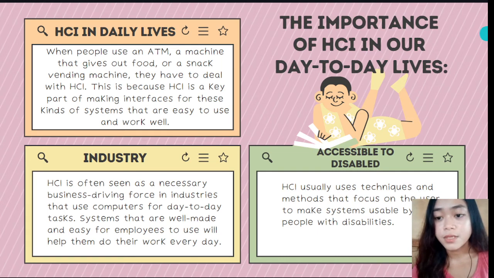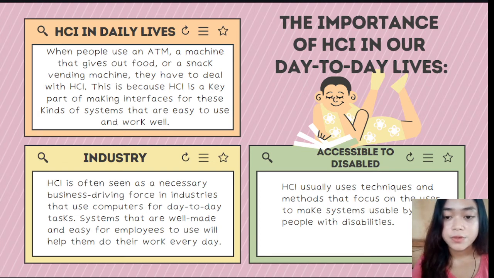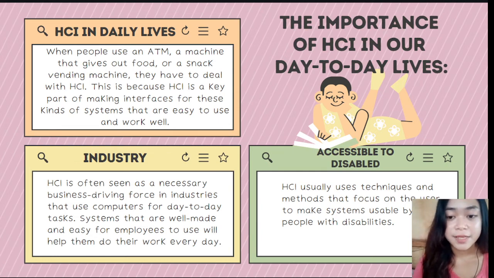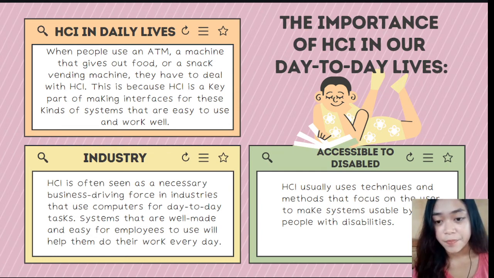So the importance of HCI in our day-to-day lives. When people use an ATM machine or a snack vending machine, they have to deal with HCI. This is because HCI is a key part of making interfaces for these kinds of systems that are easy to use and work well.